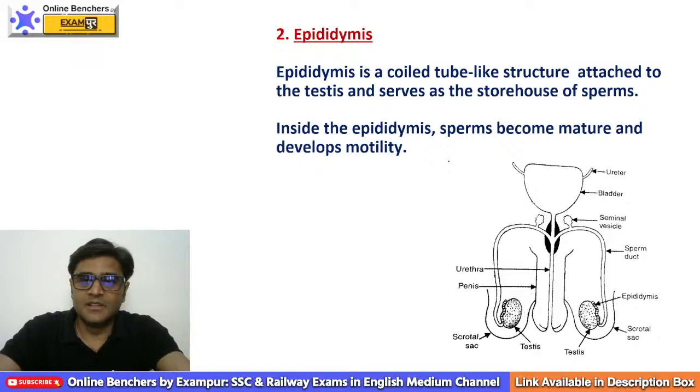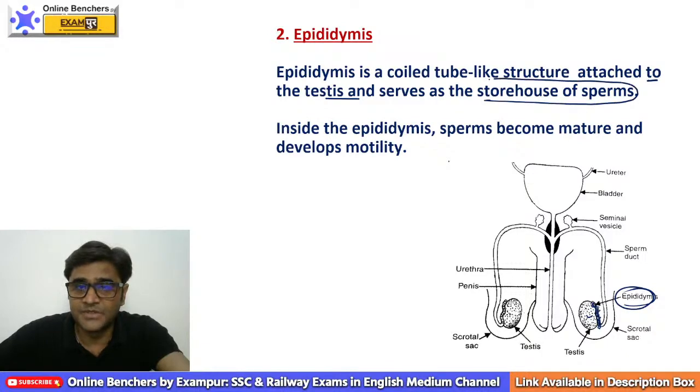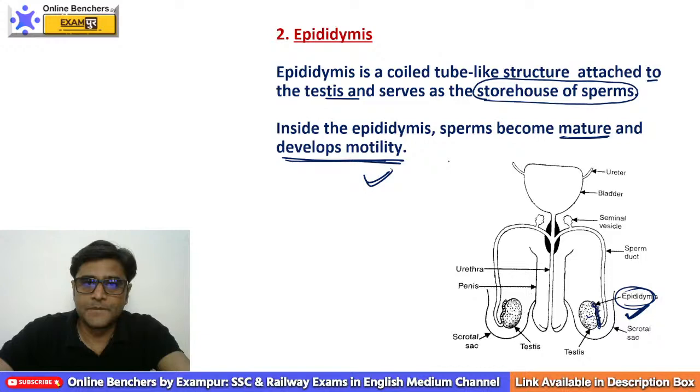Please remember. Now when we talk about the epididymis, this is the testis, and here we have a coiled tube-like structure outside the testis, which is known as epididymis. It is a coiled tube-like structure attached to the testis, and it is the storehouse of sperms. Production of sperms takes place in testis, but storage of sperm takes place in epididymis. It stores sperms for some time, and here maturation of sperms takes place, and here sperms develop motility. Just remember, production of sperms takes place in testis, and storage of sperms takes place in epididymis.